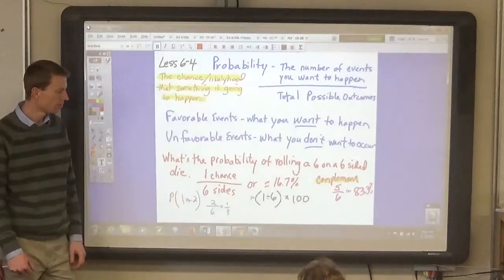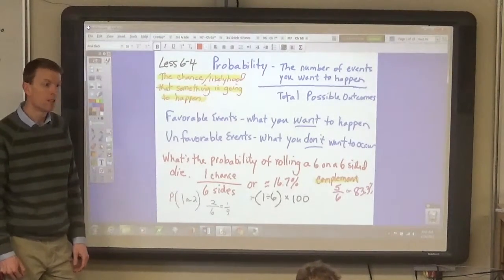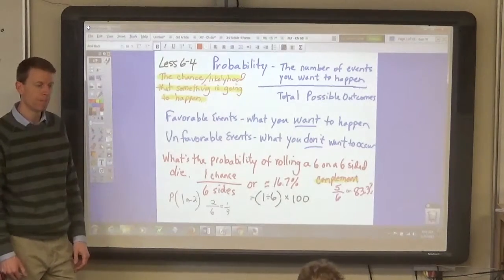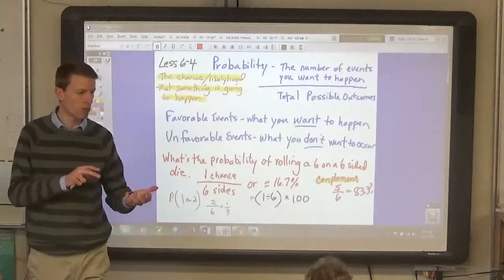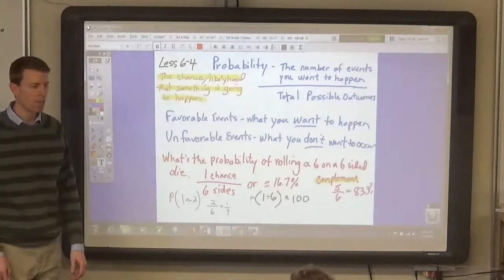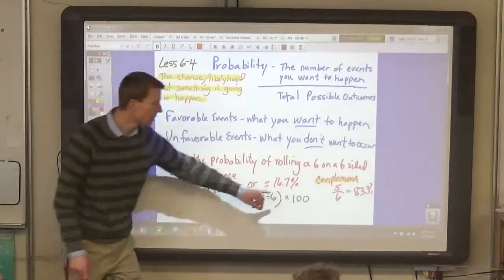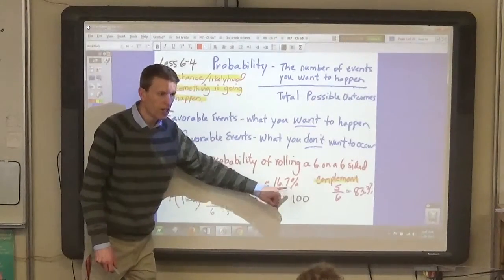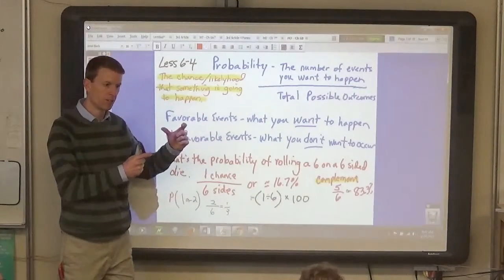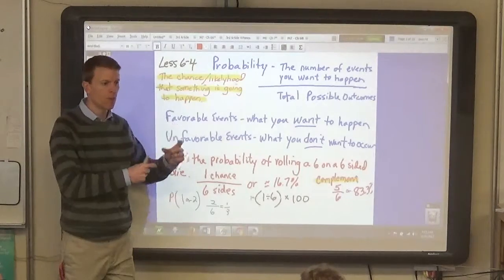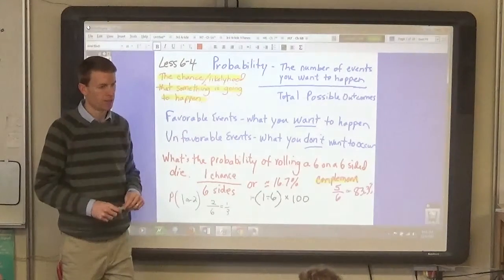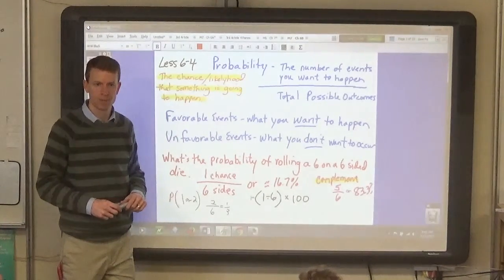Carson? Wait, is it always going to be times 100? To find percent, it will. Yep. Anytime you're converting a number to a percent, you are multiplying it by 100. And then you have to write the percent sign after it, so that we know that you took whatever number you're working with and you multiplied it by 100. Okay?